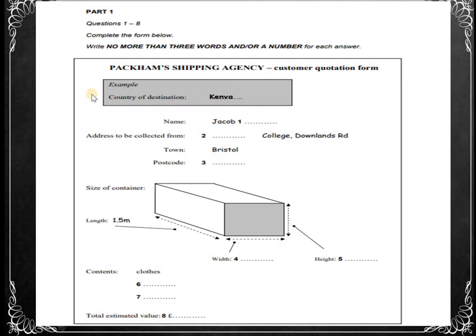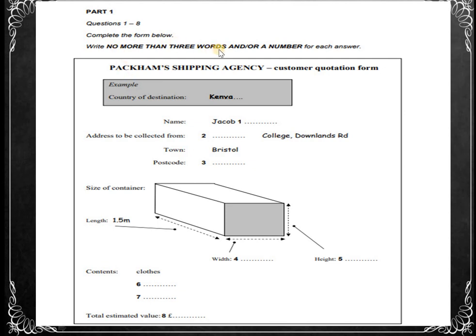So this is how section 1, or part 1, looks like in your listening test. And we're going to do this together. I'm going to be playing an audio. You could do it along with me. Questions 1 to 8 is here. Complete the form below. Write no more than 3 words.